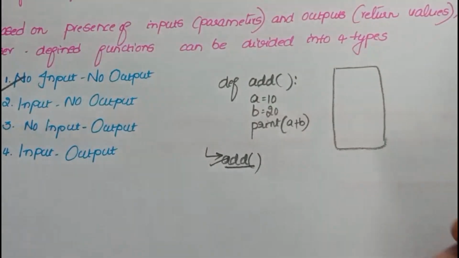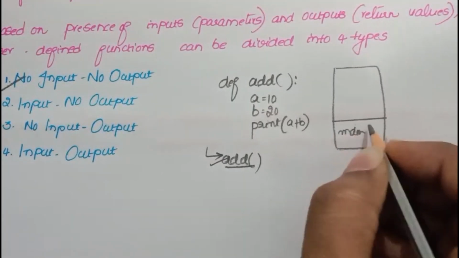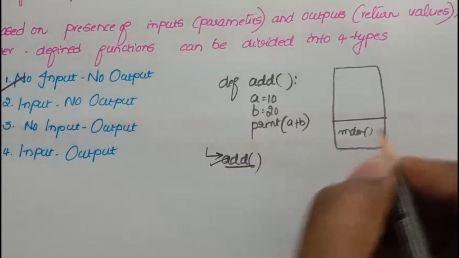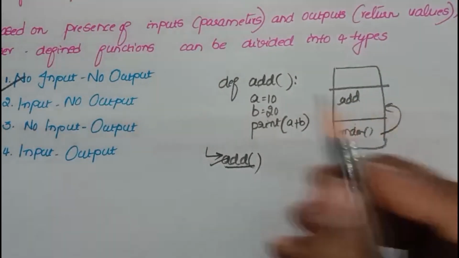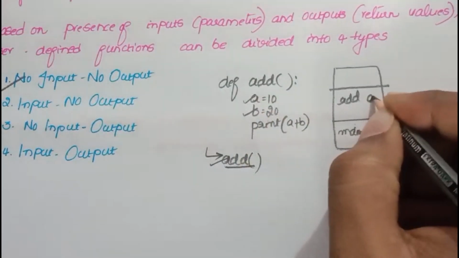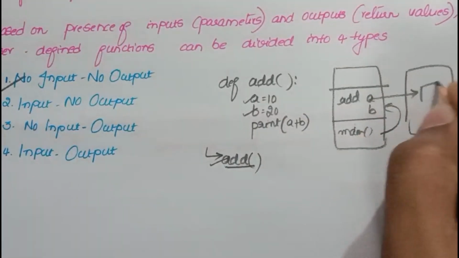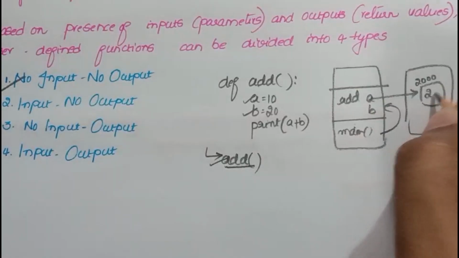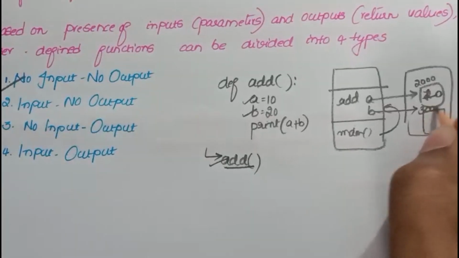Let this be the main memory wherever Python is getting executed, and this is the main function. By default it will be there, we don't define it, we don't declare it. This main function is calling the add function. Within the add function, we are defining two variables a and b. a is pointing to an address, let's say 2000, which is storing value 10, and b is pointing to an address, let's say 3000, which is storing value 20.